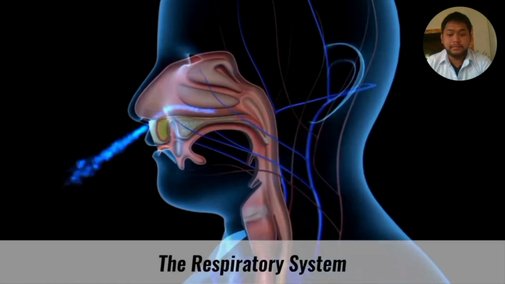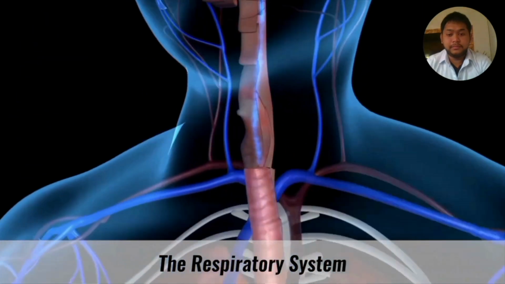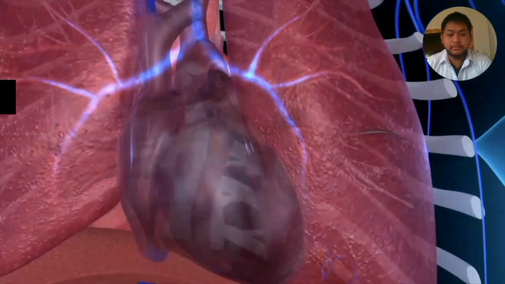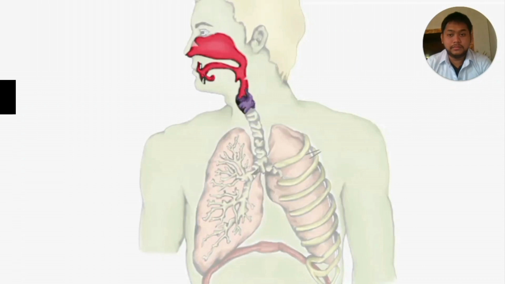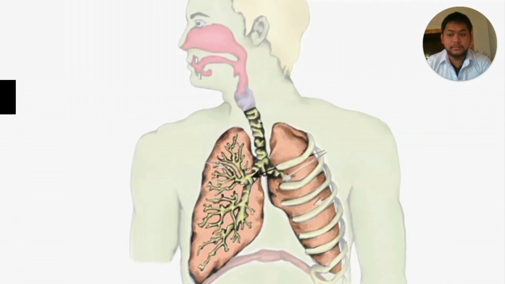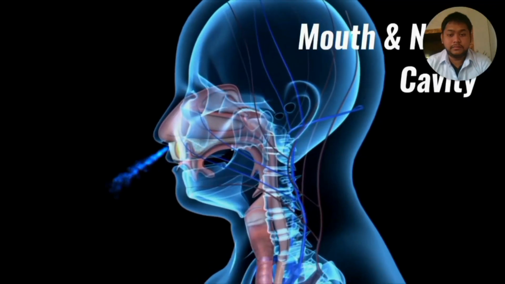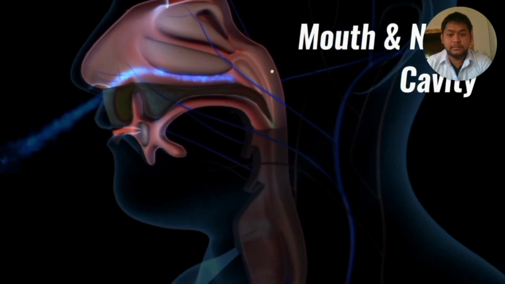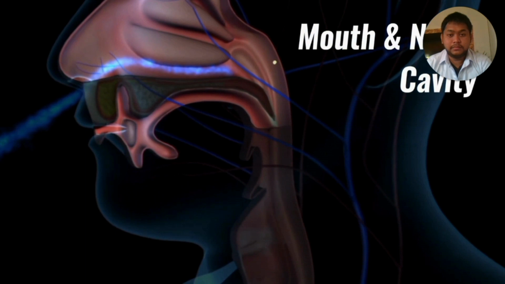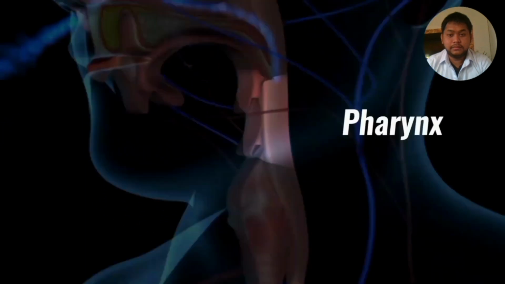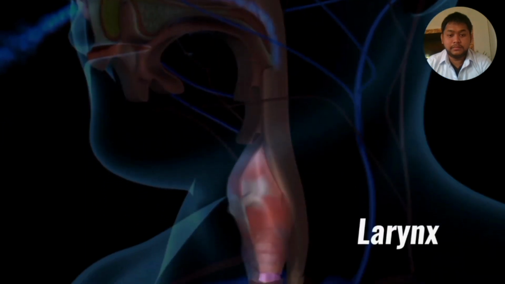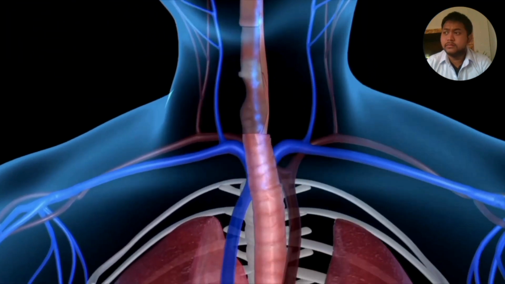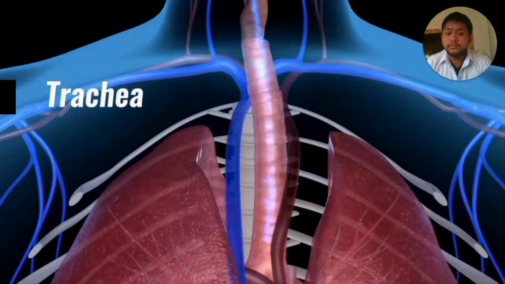The function of the respiratory system is to transport air into the lungs and to diffuse oxygen into the bloodstream and carbon dioxide out. It is separated into the upper and lower respiratory tracts. Air enters the upper respiratory tract through the mouth or nose and nasal cavity, where it is filtered, warmed, and moistened. Next, it passes into the pharynx and then into the larynx, which is known as the voice box. From here, the air passes down into the trachea, also known as the windpipe.